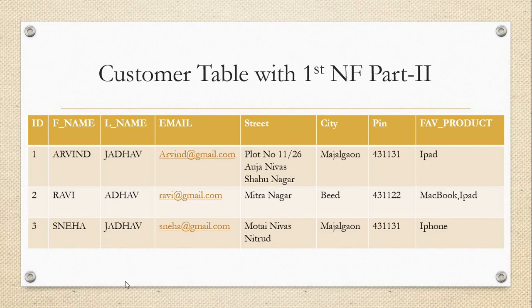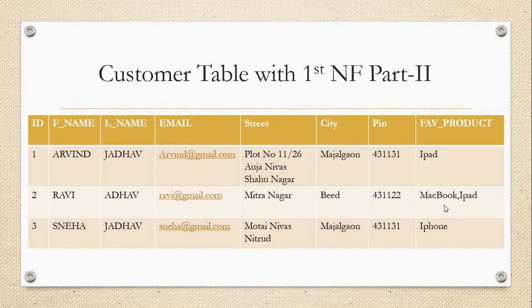Now we can say that the table is in first normal form, but there is one problem also in favorite product. See, what is the reason? Because the first customer has only one favorite product, the second customer has 2 different favorite products, and the third customer has only one favorite product. So what is the problem? The problem is this favorite product.